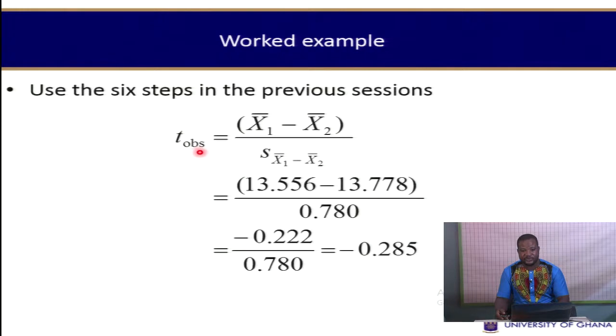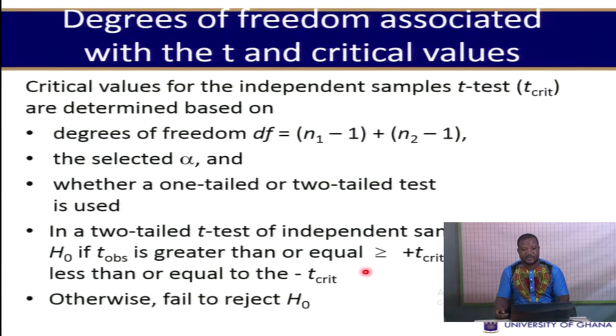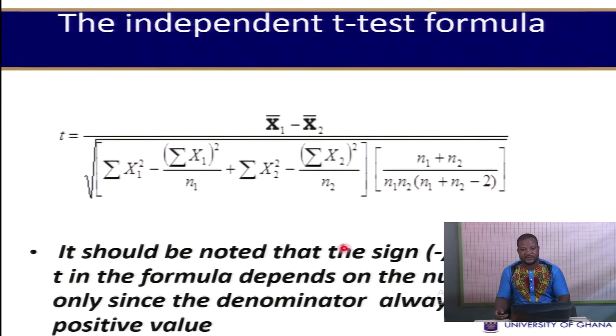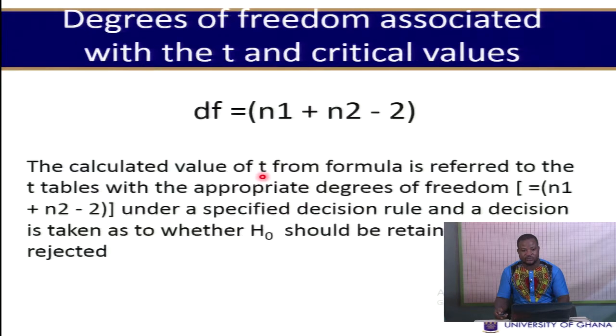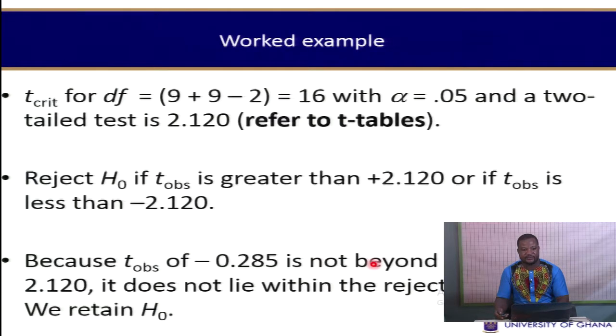So here, if you compute the t observed, that will give us negative 0.285. But students are advised to use the formula for the independent t-test to compute this work example and check the answer against what has been summarized here. So we have negative 0.285.